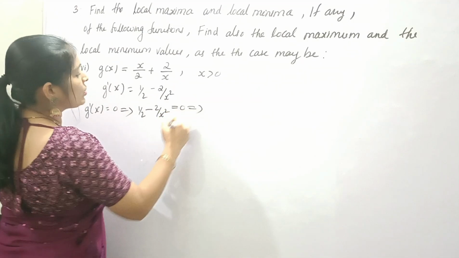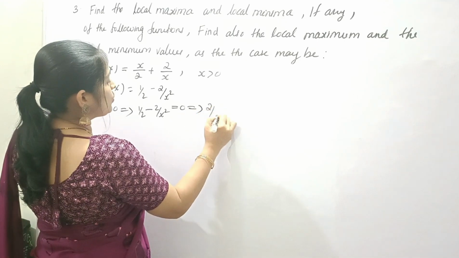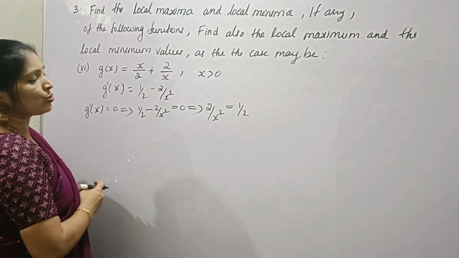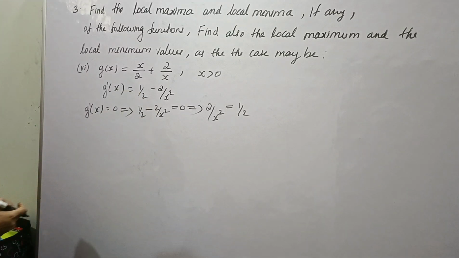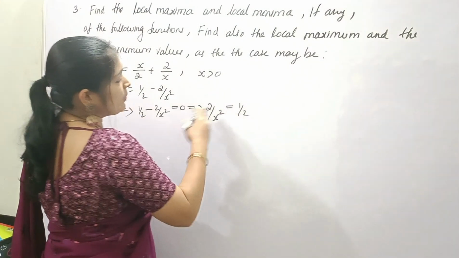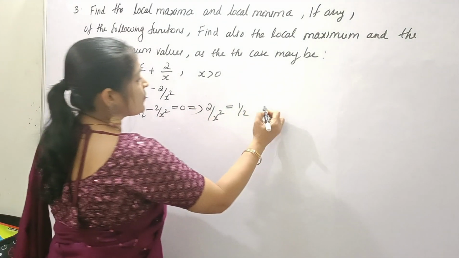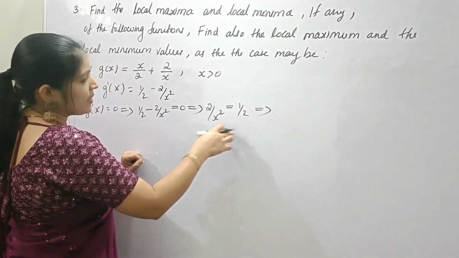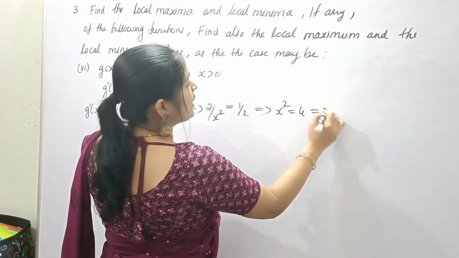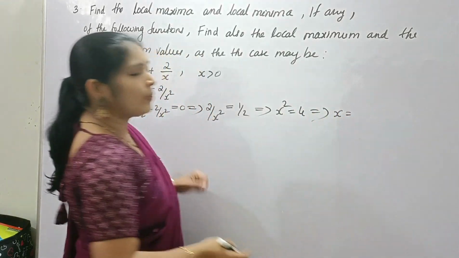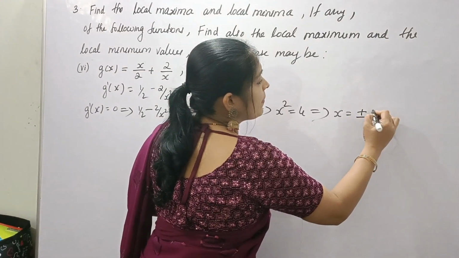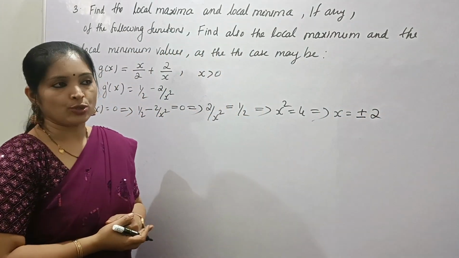is equal to 0. That implies 2 divided by x square is equal to 1 by 2, right? Taking minus 2 by x square to the right side, it will be 2 by x square is equal to 1 by 2. Okay, that implies, cross multiply, so it will be x square is equal to 4. That implies x is equal to plus or minus 2, right? Plus 2 or minus 2.